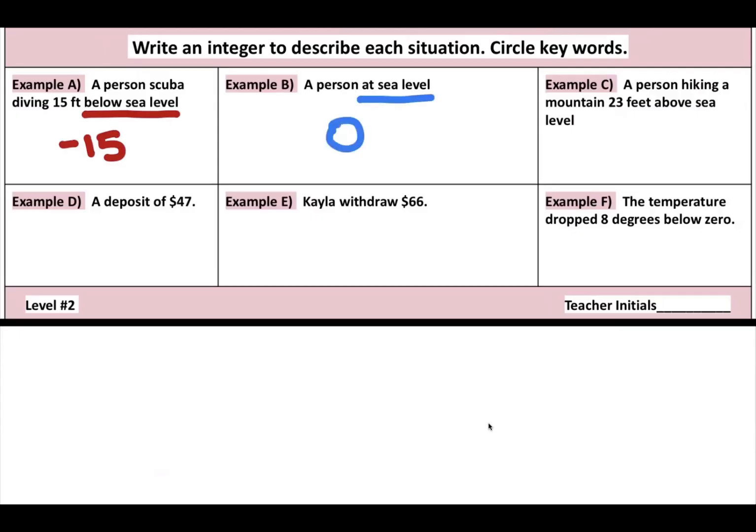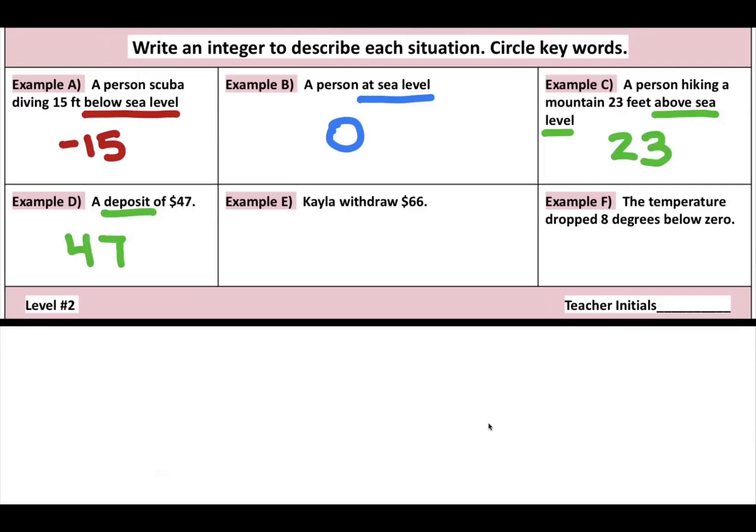Go ahead and complete C through F, pause the video, and then come back to check your work. For example C, you should have a person hiking a mountain 23 feet above sea level. That's positive, so positive 23. A deposit of $47. Deposit is positive. You're putting money into your account, so you should have positive 47.